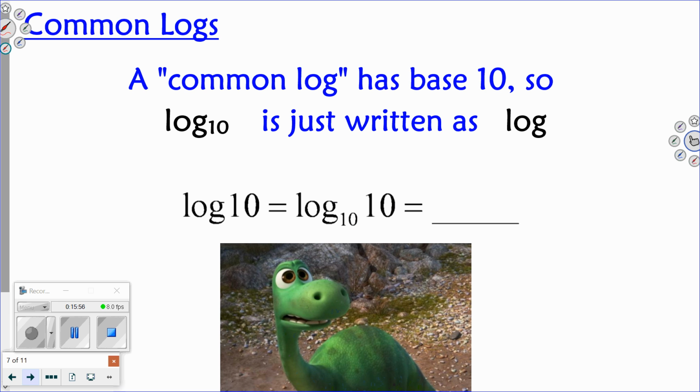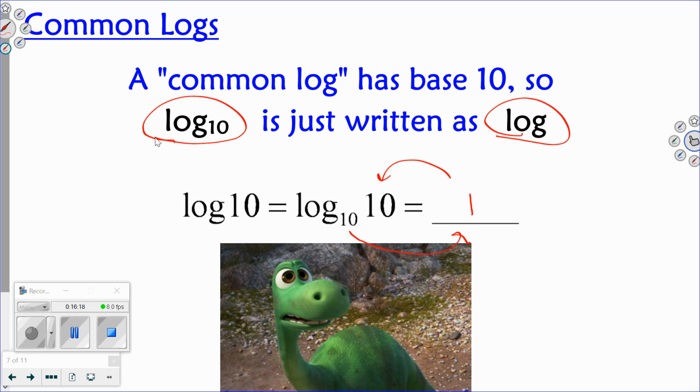Mathematicians are lazy. We don't write as many things as we don't have to write. So log base 10 can be written as just a log. If you don't see a base number, it's implied that it's 10. Okay, so if I see log of 10, it really means log base 10 of 10, which is 10 to what power equals 10? 1.